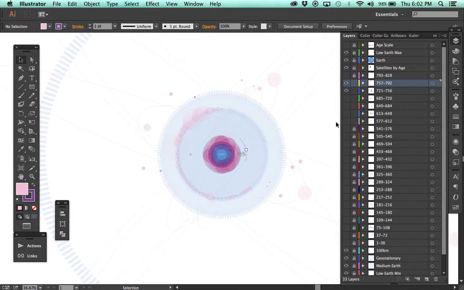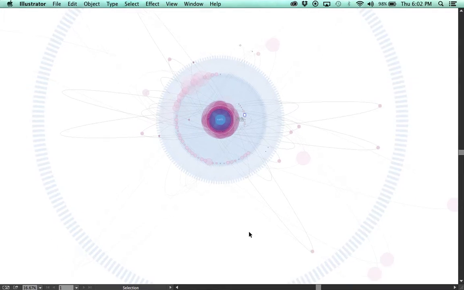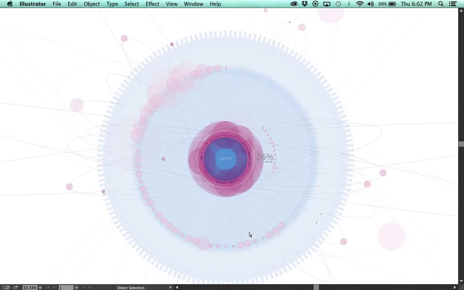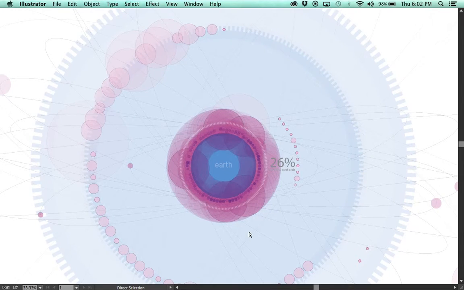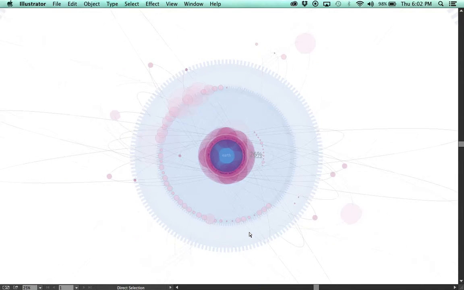I'm toying, as I said, with the idea of hiding the orbit lines, because when I get them all in here, I don't know, it feels perhaps a bit much.